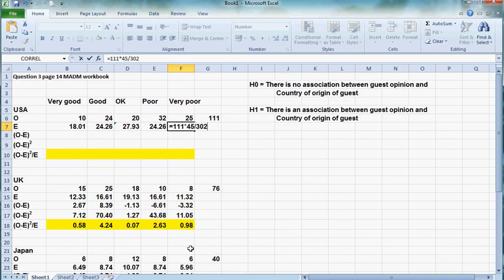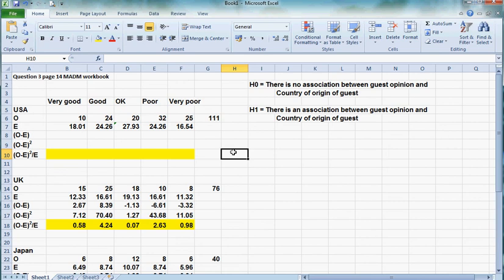What we ought to do at this stage is double check that all our expected values still add up to our row total of 111. We haven't lost any USA citizens, we haven't gained any. All we've done is reapportion their opinions. Let's just get rid of that total. We don't need it there. That was just a double check to make sure we hadn't made any mistakes in calculating our E value.